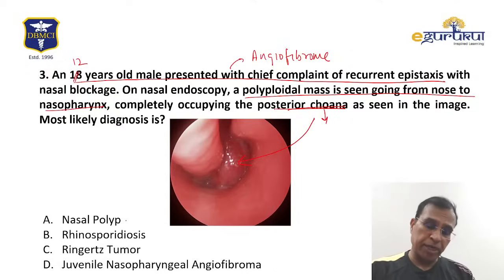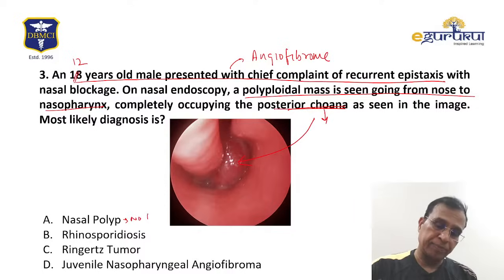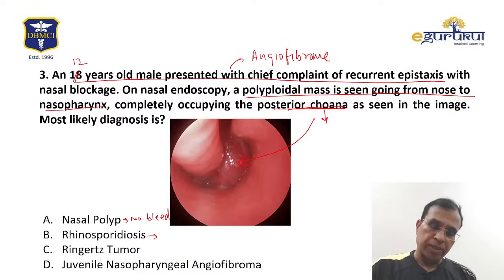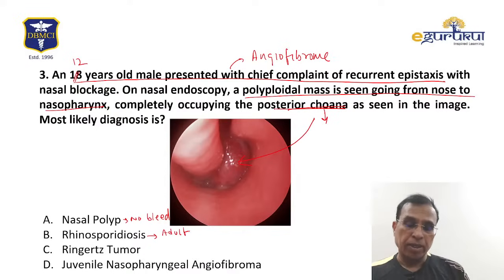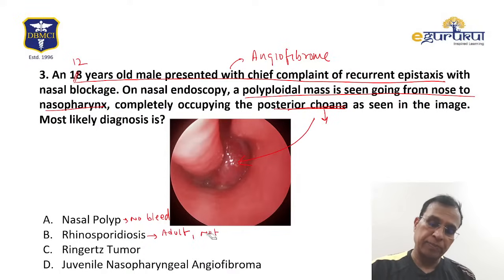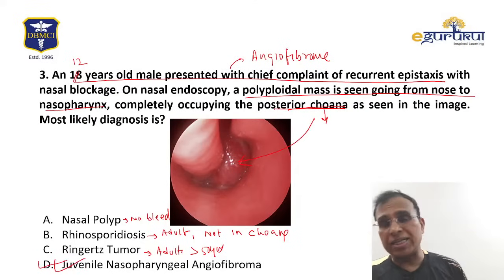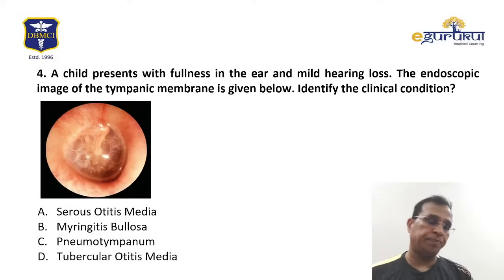Nasal polyps never bleed. Nasal polyps cause no bleeding. Rhinosporidiosis is not usually seen in children, it is seen in adults, and usually not in the choana. Ringertz tumor is seen in adults, usually more than 50 years. So you pick juvenile nasopharyngeal angiofibroma. Even otherwise, you know it is angiofibroma, and we have ruled out all three others very easily. So it is straight away angiofibroma.